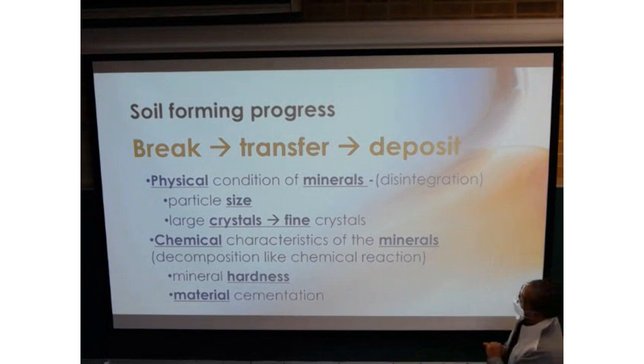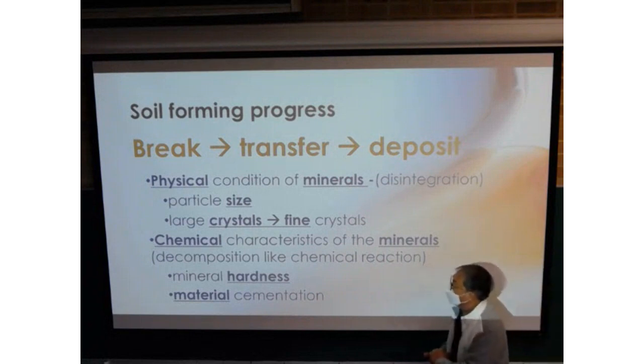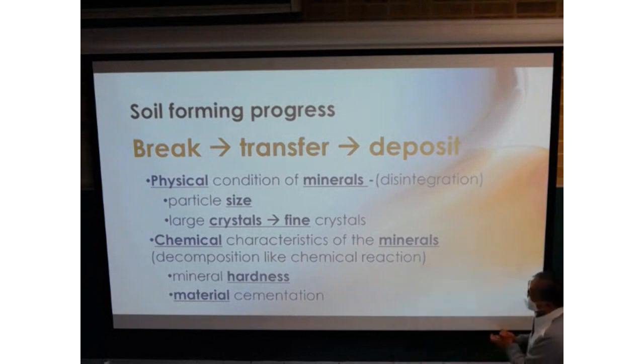However, the chemical characteristic of a mineral is decomposition, like a chemical reaction. It means there are commonly chemical reactions occurring in nature, and they are going to affect the soil characteristics, like mineral hardness or material cementation. It means they are going to form it, or they are going to be really not hard because they can be broken down easily by biochemical reaction. Okay.